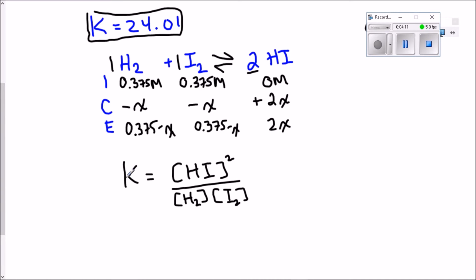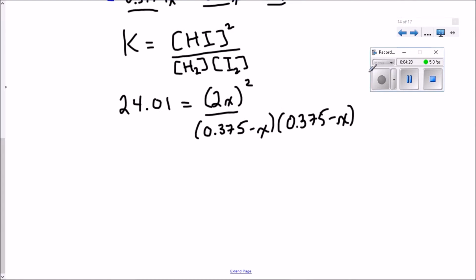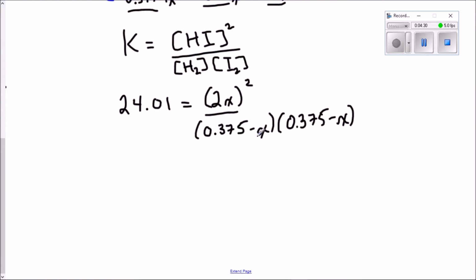So we know k is equal to 24.01, and we also know that it's equal to this. So can we use this information to find x? Well, let's start by substituting our equilibrium values into this equation. Remember, you can only put equilibrium values in here, and we'll substitute k in here. Now, our goal at this point is to isolate x and find out what x is. So x is equal to something.